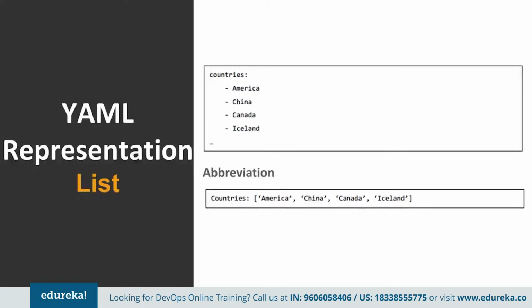Not only this, but we can also represent a list in a YAML file. Every element of the list should be written in a new line with the same indentation starting with a hyphen and a space. So for example, as you can see on the screen, after writing countries, we have written America with a hyphen and a space, and then the next value comes in the next line with a hyphen and a space, that is China, similarly Canada and Iceland. If you have to represent this list in an abbreviation form, it can be represented in the form of countries, colon, and in a square bracket, you can type in America, China, Canada and Iceland, right?